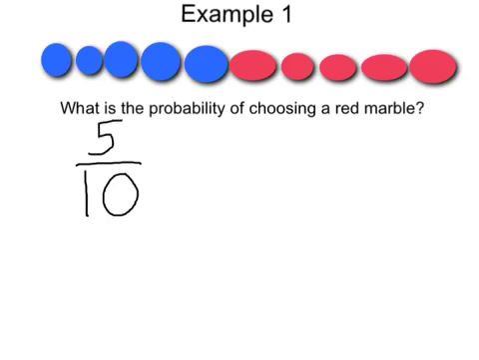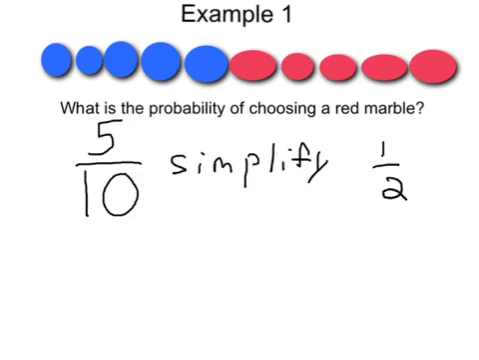There's your fraction. Then you simplify your fraction by dividing both the numerator and denominator by 5 to get 1/2. That is your probability of picking a red marble. You can also find the percent by making the fraction out of 100. Then you would get 50 out of 100, which equals 50%.